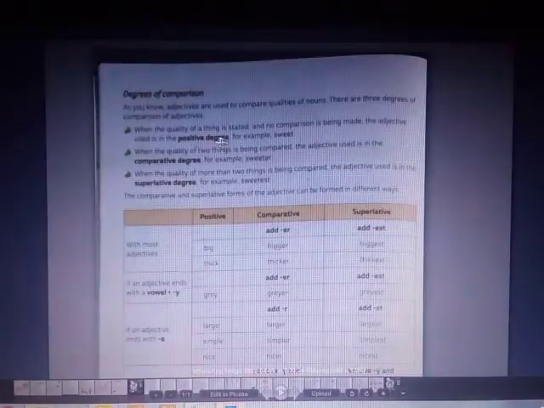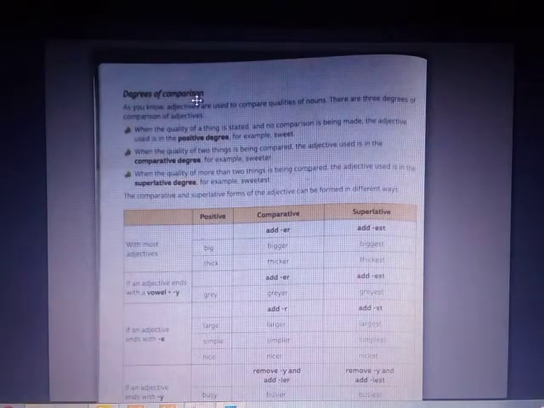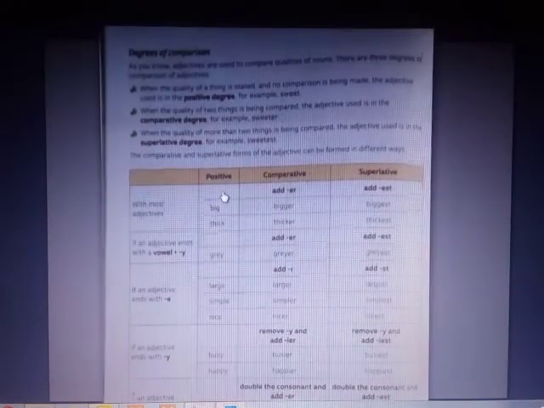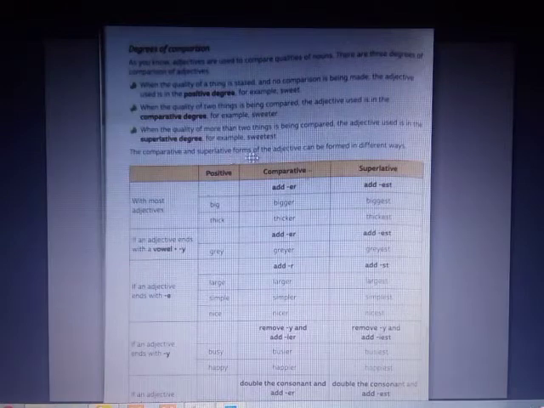In the last class, we were studying about degrees of comparison, right? We were reading about positive degree, comparative degree and superlative degree. And we have studied that comparative and superlative forms of adjective can be formed in different ways. Like with most adjectives, positive is big, comparative we add er, bigger, and superlative, biggest, right? If an adjective ends with a vowel plus y, like gray, we add er, grayer, grayest.